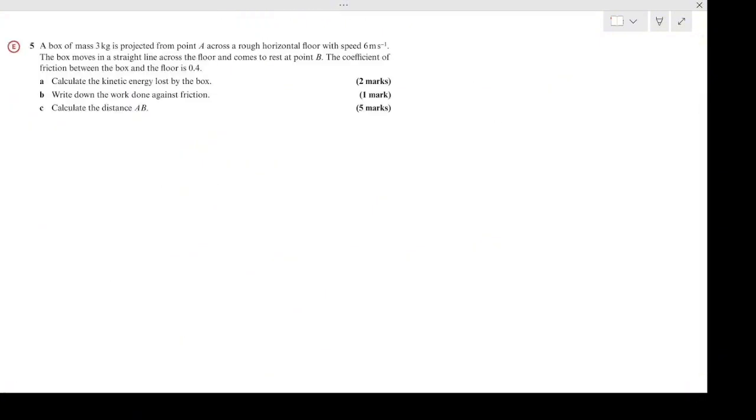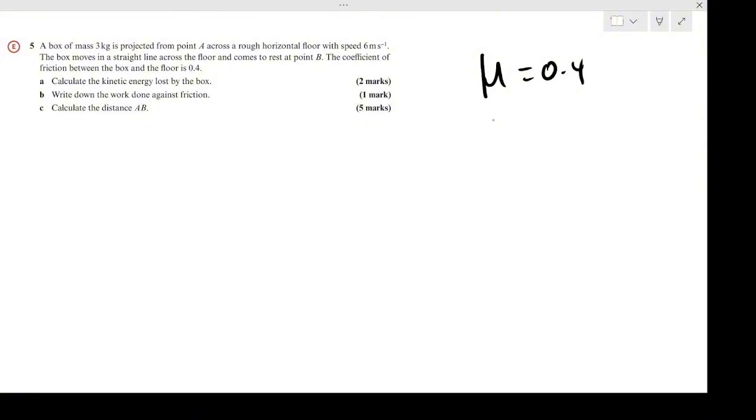Okay, so then we've got this question here. So here I'm told a box of mass 3 kilograms is projected from point A across a rough floor with speed 6. The box moves in a straight line across the floor and comes to rest at point B. The coefficient of friction is 0.4. I'll make a note of that. So mu, the coefficient of friction, is 0.4. Work out the kinetic energy lost.